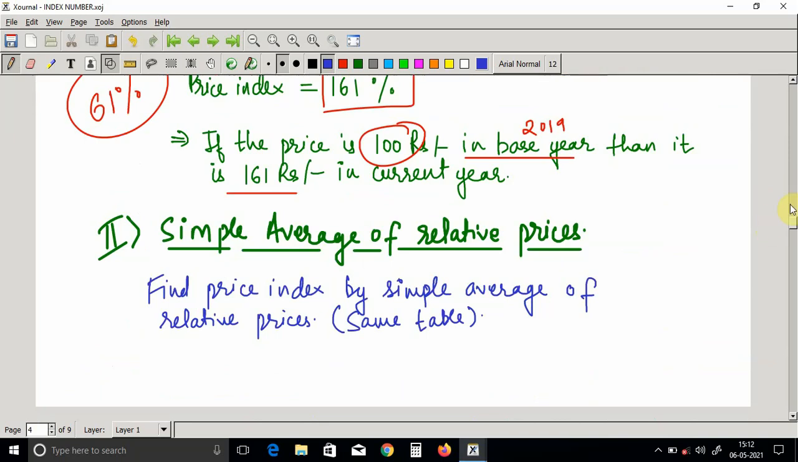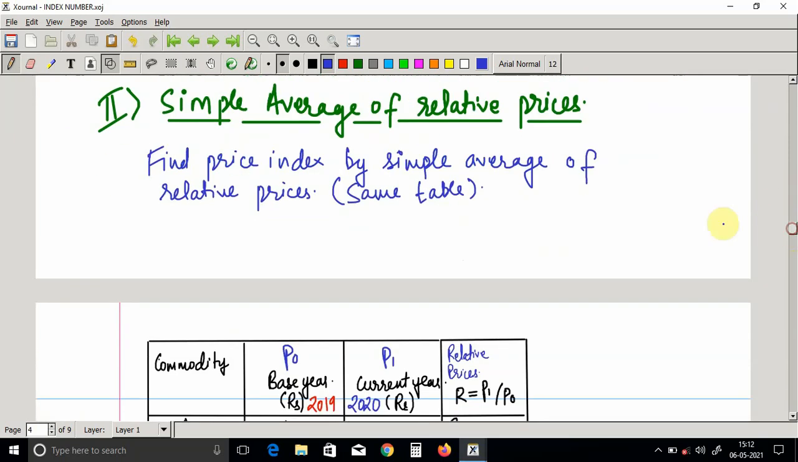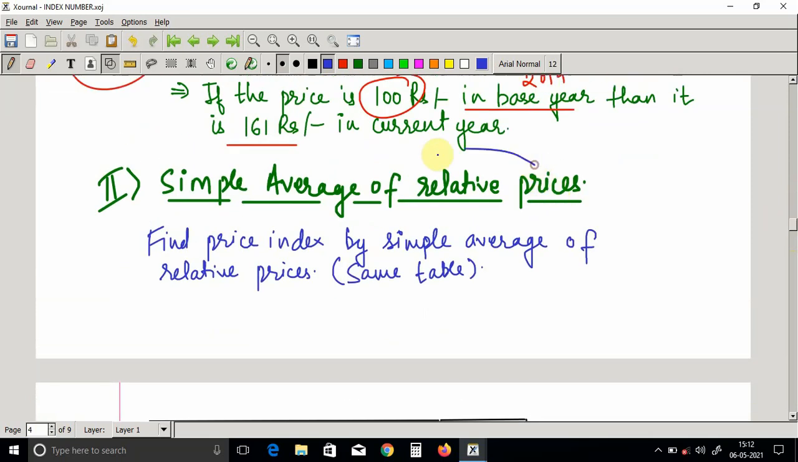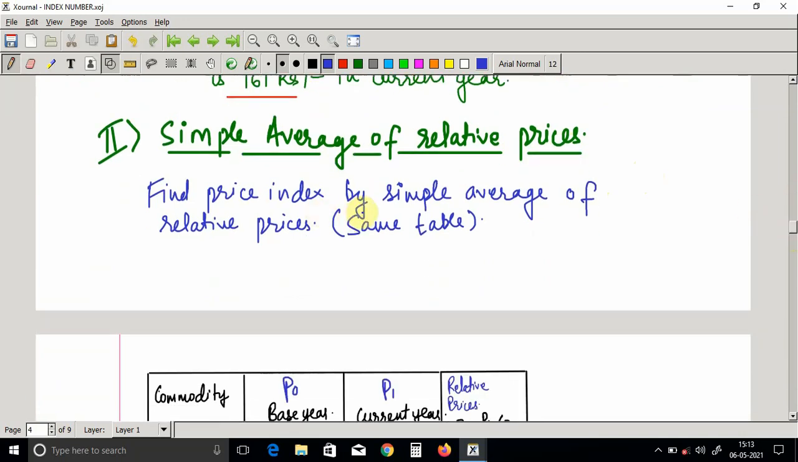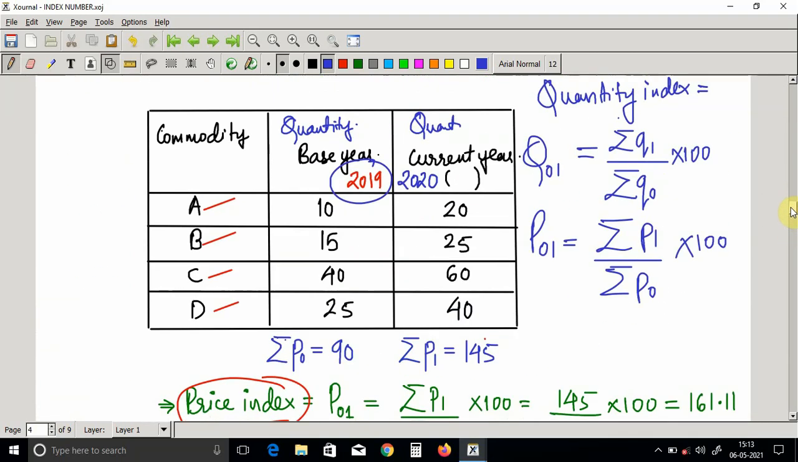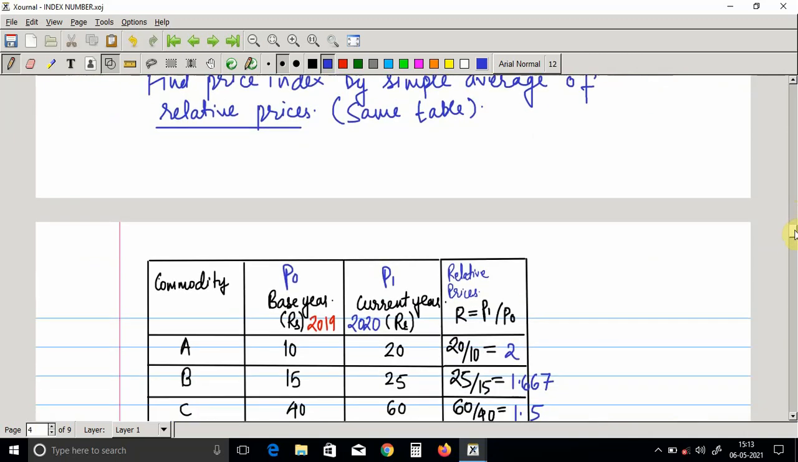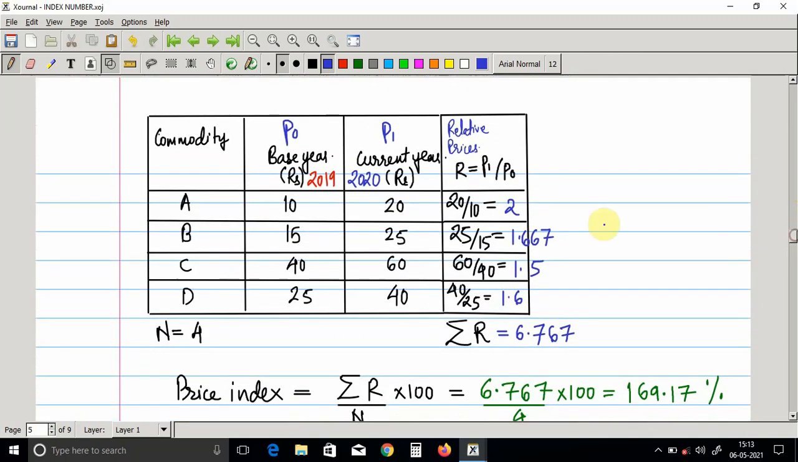Now let's see the simple average of relative prices. Relative prices means I have to compare the prices first, then I have to take the average of it. Find the price index by a simple average of relative prices for the same question above. We are now going to find it for this same question by a different method.